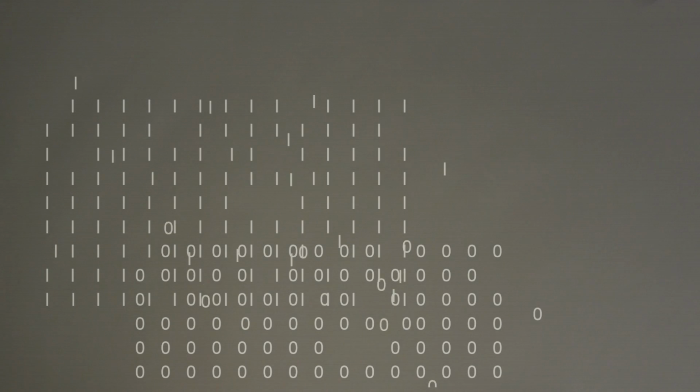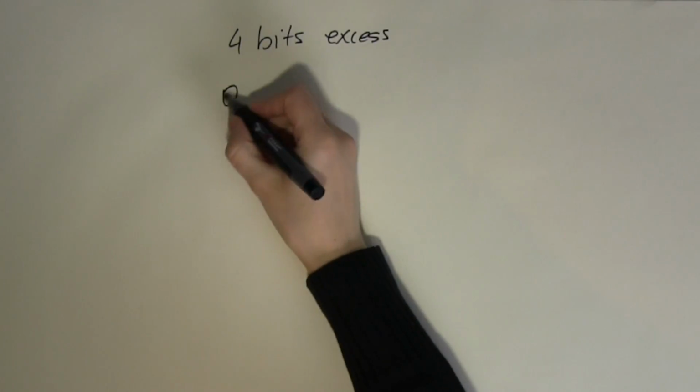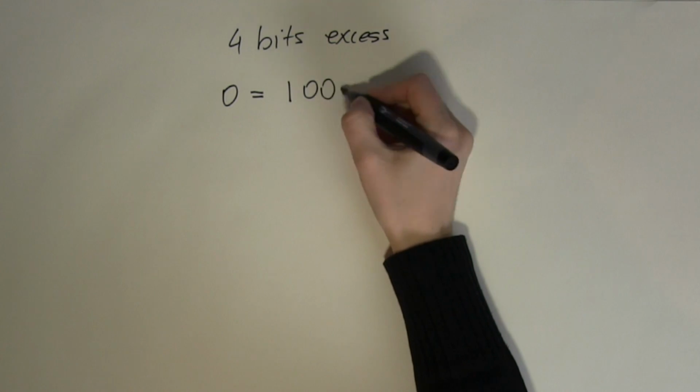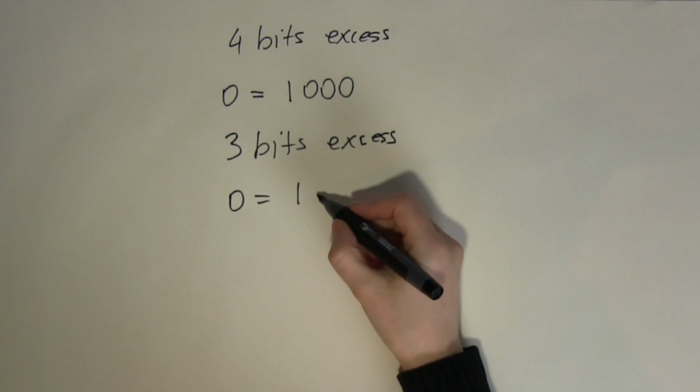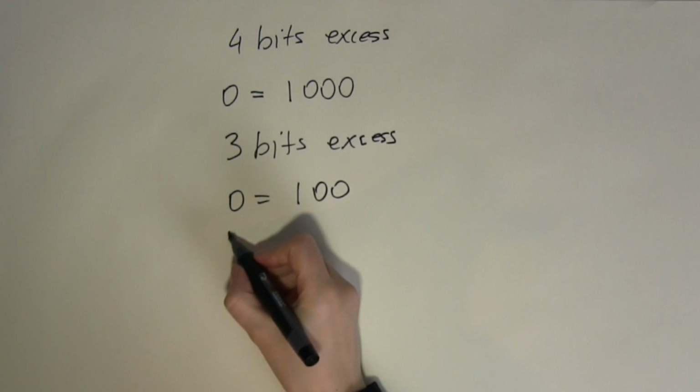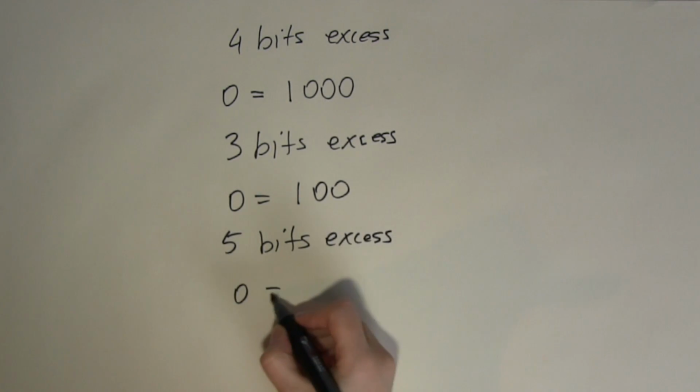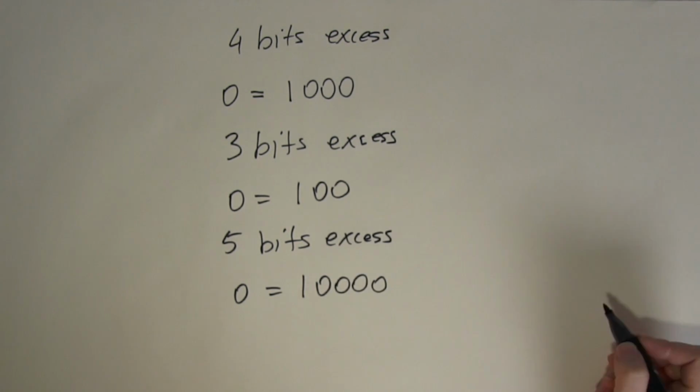So the excess notation also comes with a set of digit lengths. Basically you can talk about 3 bits excess notation, 8 bits excess notation, 16 bits excess notation. So you have to fix the length of the binary code. The difference here is that 0 is represented by 1 followed with as many 0s as necessary. So for example, in 4 bits excess, 0 is equal to 1 followed with 3 zeros. In 3 bits excess, 0 is equal to 1 followed with 2 zeros. In 5 bits excess, 0 is equal to 1 followed by 4 zeros.